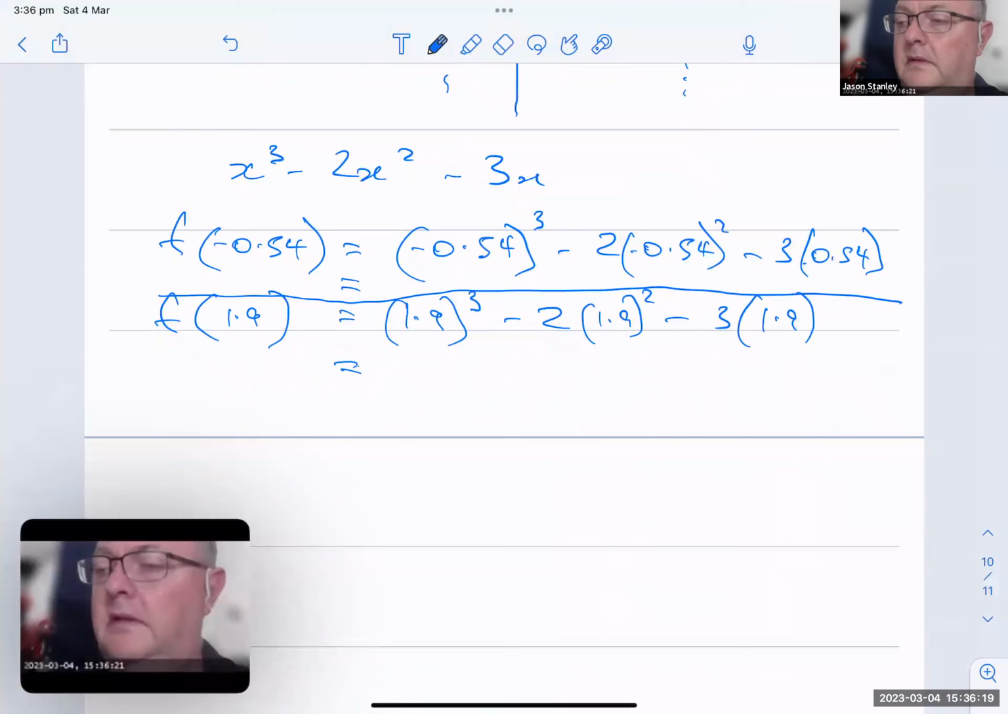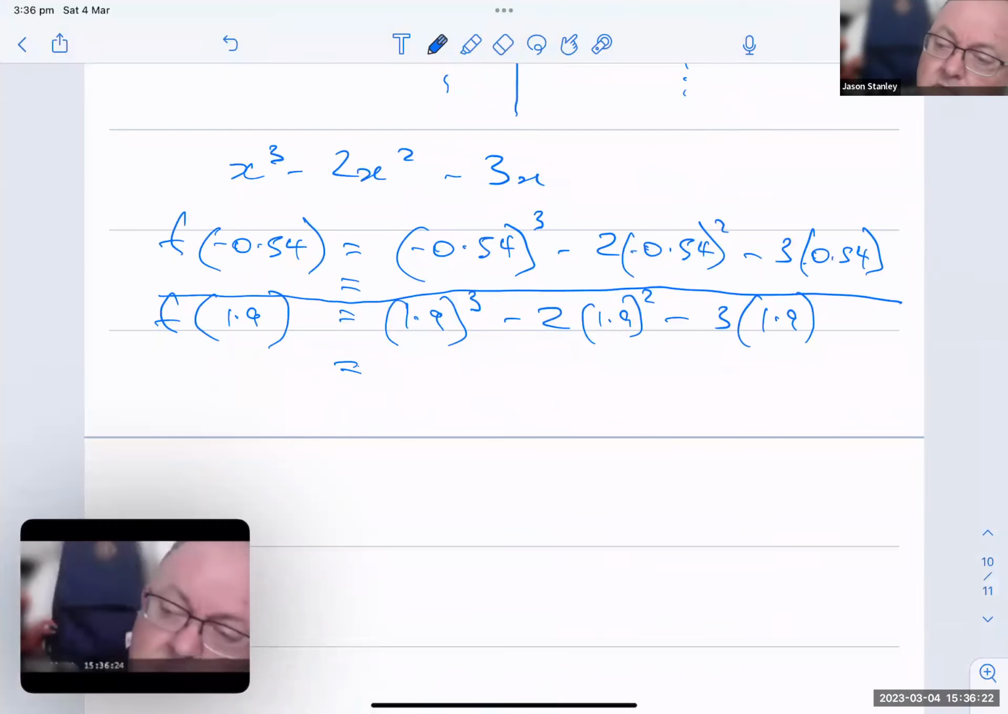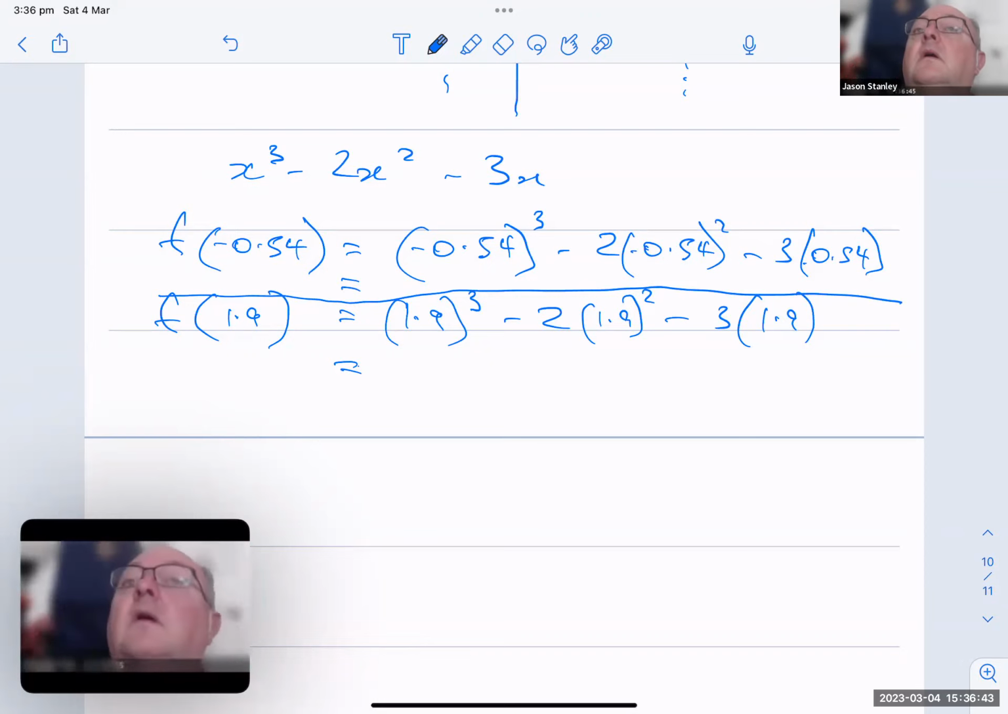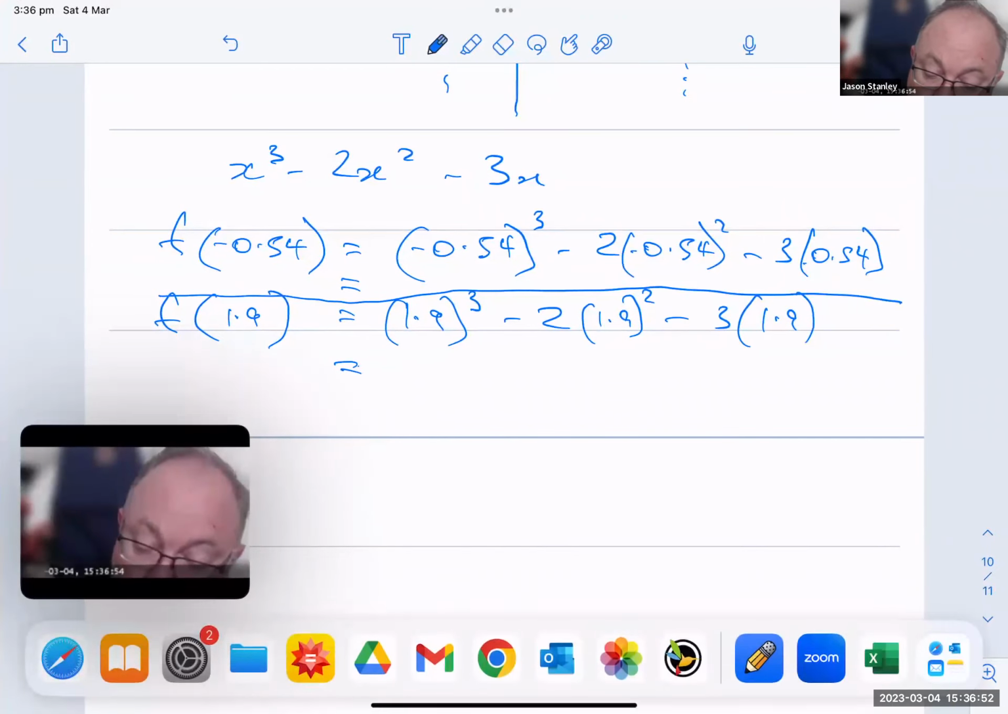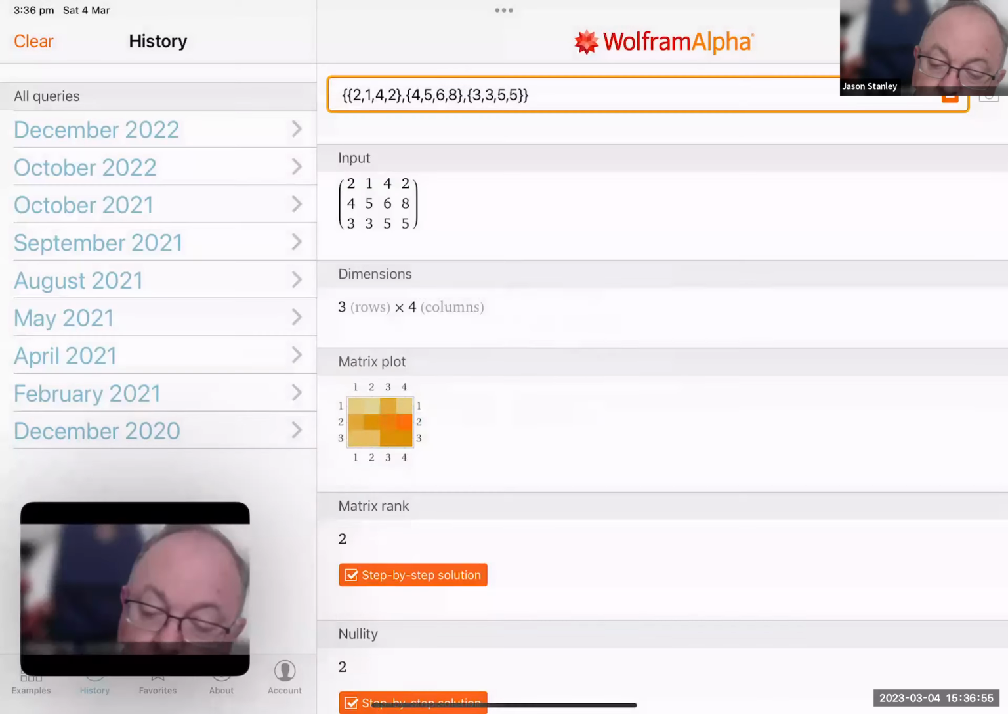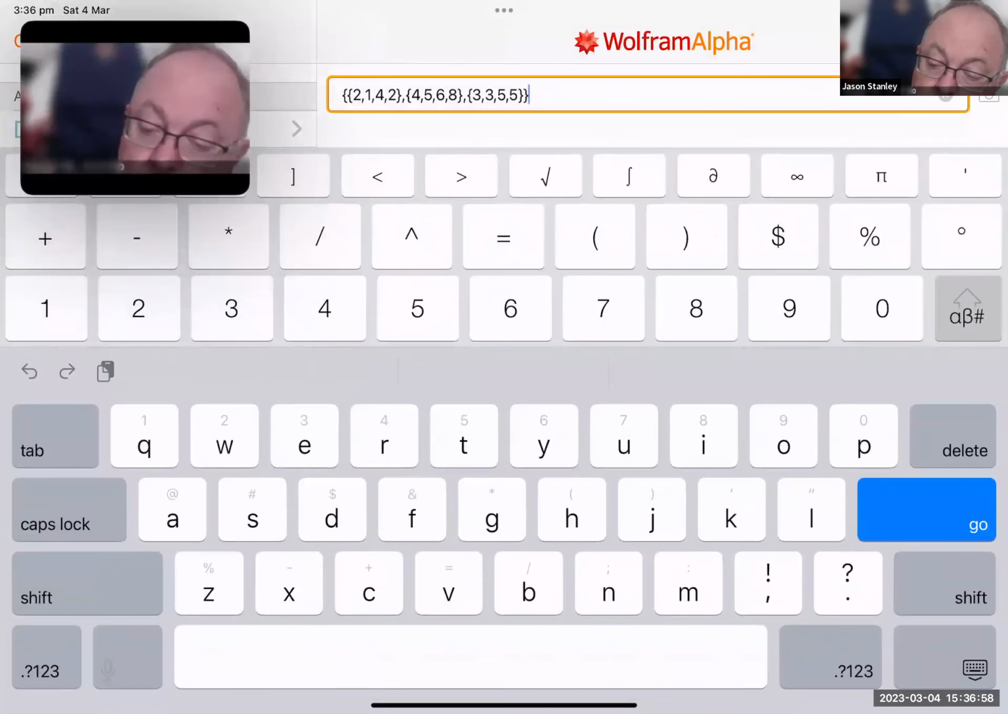I'm using Excel just to do that. So I've got minus 0.54 to the power 3. Oh, I could have used Wolfie, couldn't I? I could have used Wolfram. Minus 2. Actually, why don't I use Wolfram? Let me be wrong doing that, because I want you to use Wolfram. Okay, come on. That's better.